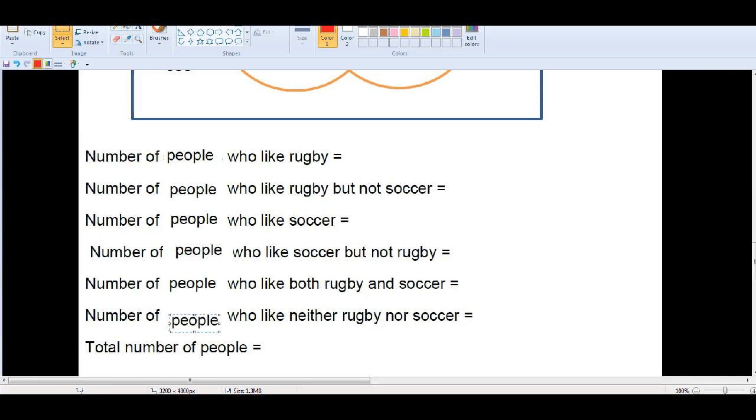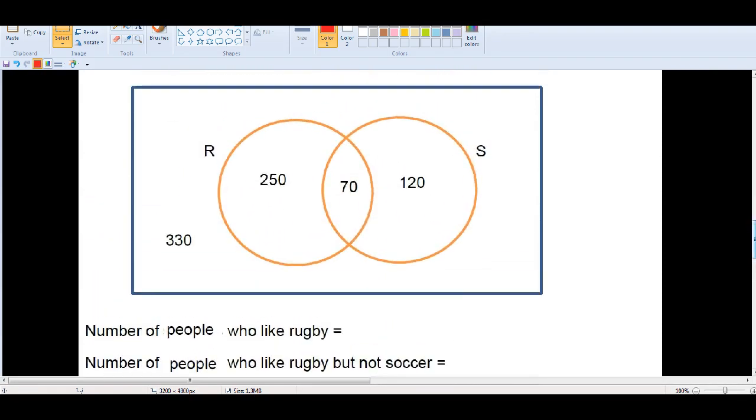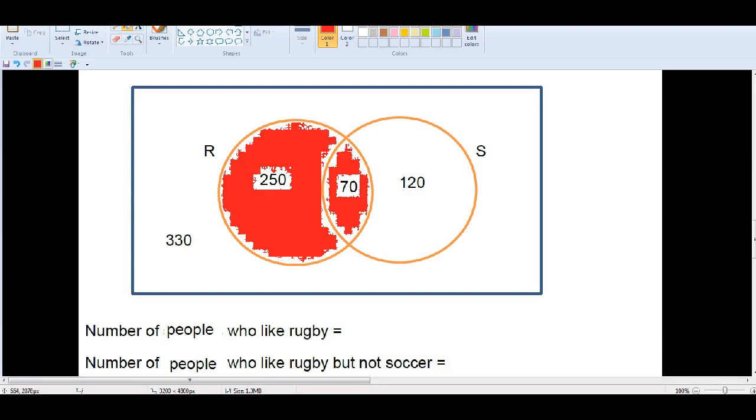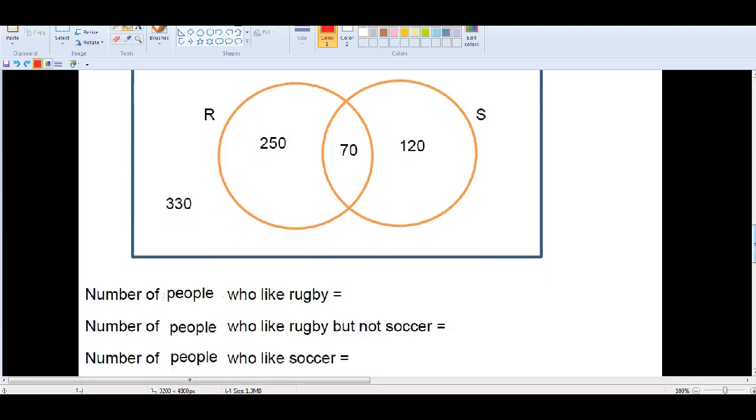Okay, so number of people who like rugby. Again, which part of the Venn diagram do we need to consider? Rugby, that means our circle. Only this part? No, we should consider the overlapping part as well. So that means we should add both of them together and you will have 320.